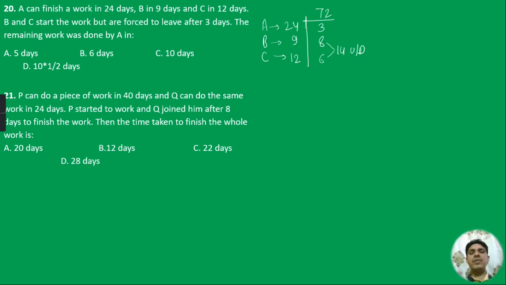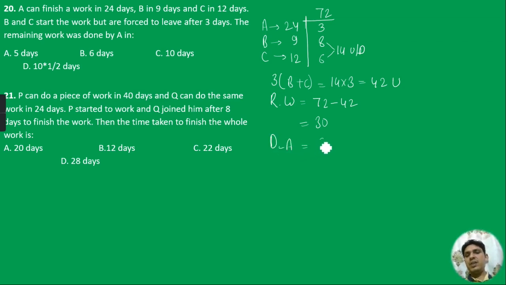But they are forced to leave after 3 days, so the 3 days work of B and C will be 14 multiplied by 3, that will be 42 units. Now the remaining work will be 72 minus 42, this will be 30, and the number of days taken by A to complete the work will be the remaining work divided by the 1 day work of A. This will be 30 divided by 3. So the remaining work can be done in 10 days.